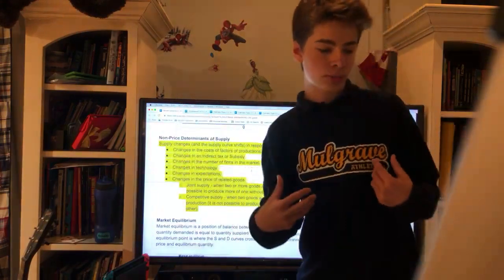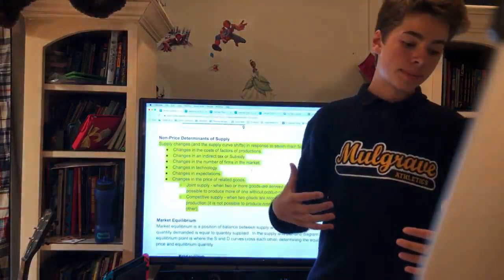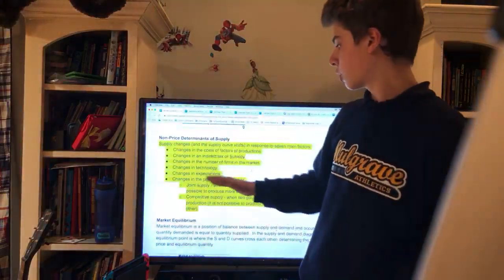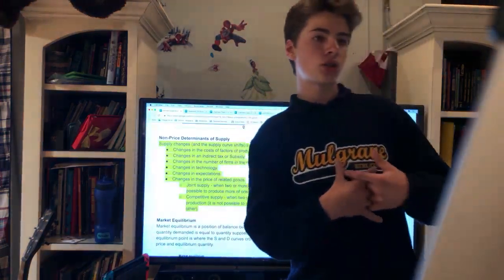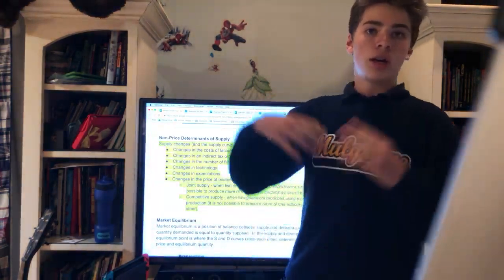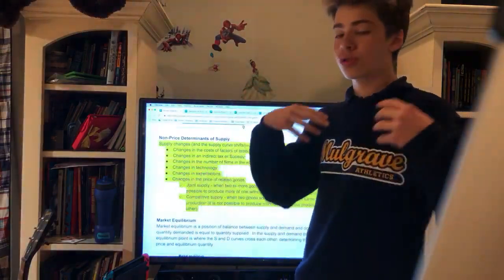Changes in numbers of firms in the market. If there's more people supplying a specific thing, that would also shift the supply curve. Changes in technology. If there's better equipment to make a certain good, it's going to be made a lot faster, and there's going to be more of it.